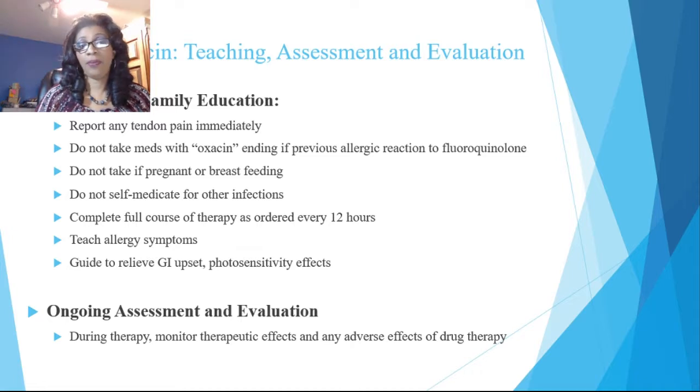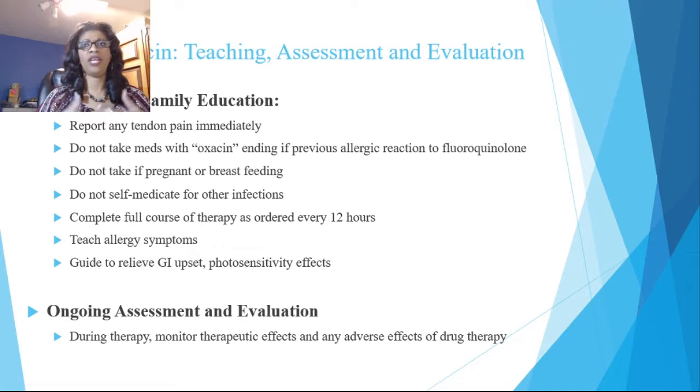I've mentioned already a lot of the patient and family education components as I've been sharing the information throughout, but one of the primary ones is that our patient and/or family should report any tendon pain immediately because it could be an indication that they are having tendonitis or tendon rupture. They should not take any medications with ofloxacin, especially if they've had a previous allergic reaction to some sort of fluoroquinolone. If they're pregnant, not to take it because it does transfer over the placenta. Breastfeeding, we're not sure if it does cross over into the breast milk. So we want moms to be especially aware and they can make the decision accordingly, but we want to guide them accordingly. Again, complete the full course of therapy, every 12 hours.